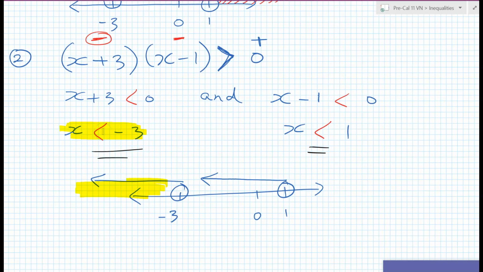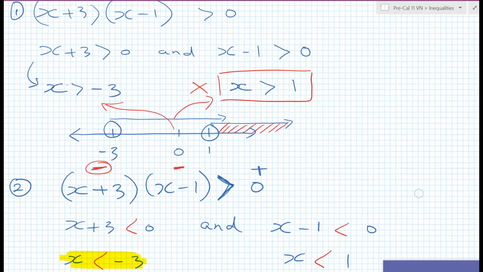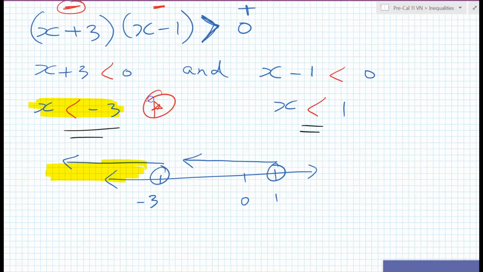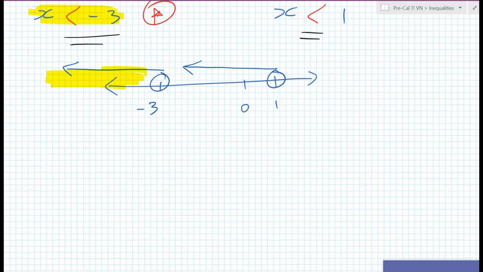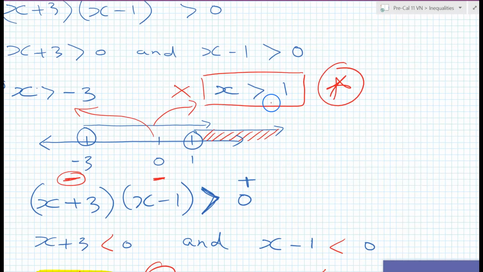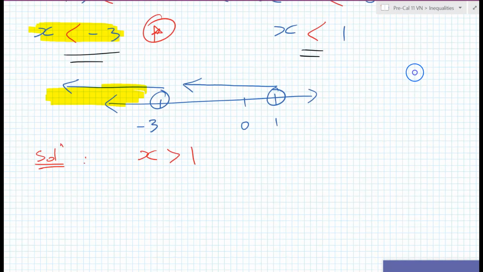Now we need to put them all together. So remember the first solution, we had this one right here, and then the second solution is this one right there. We're going to put them together. So the total final solution is x has to be greater than 1. Let me go back up, making sure I'm not copying it incorrectly. Here we go, x greater than 1. Okay, so that's the first one.